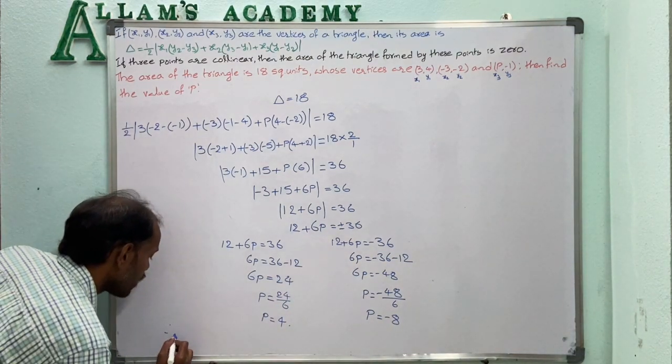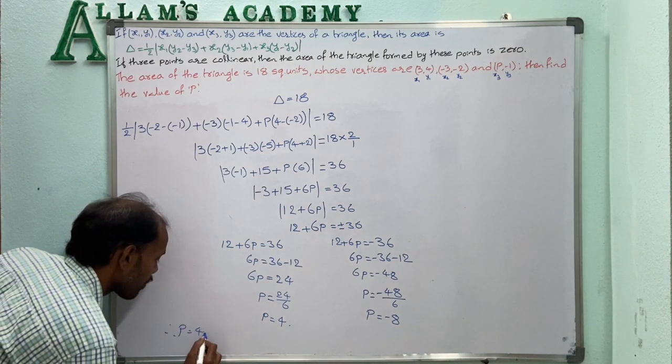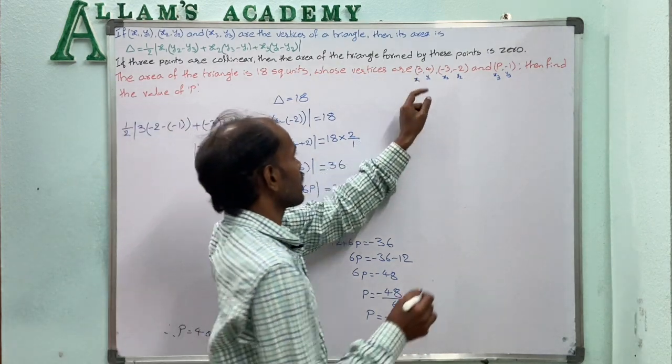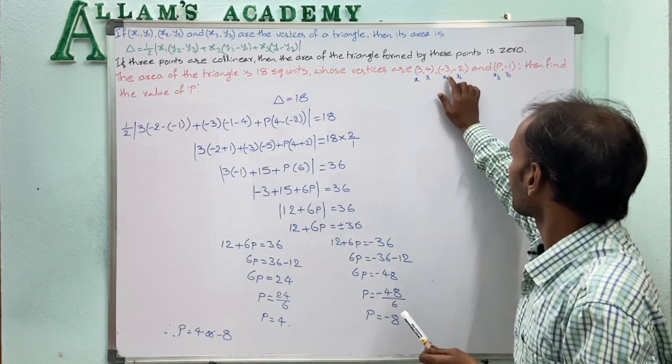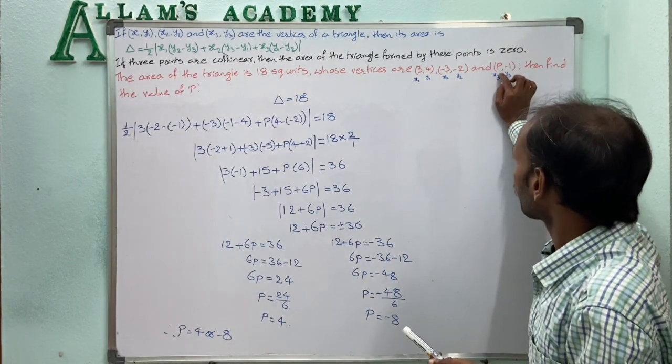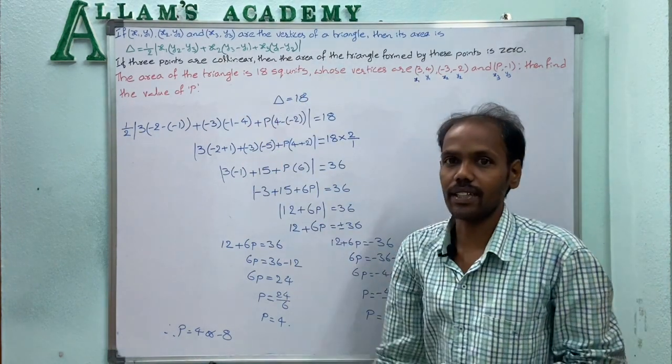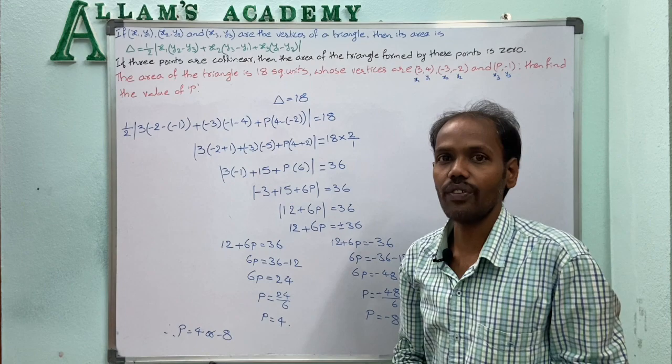Therefore we get the p value as 4 or minus 8. Then by using the points 3 comma 4, minus 3 comma minus 2, and 4, minus 1 or minus 8, minus 1, we get the area of the triangle as 18 square units.